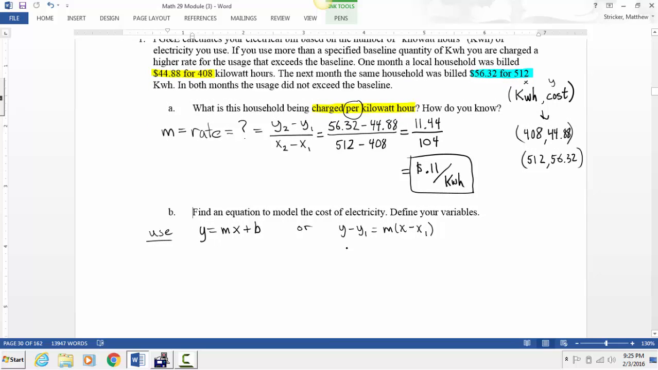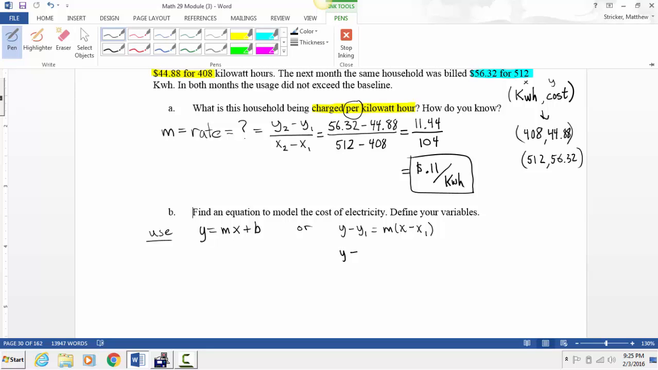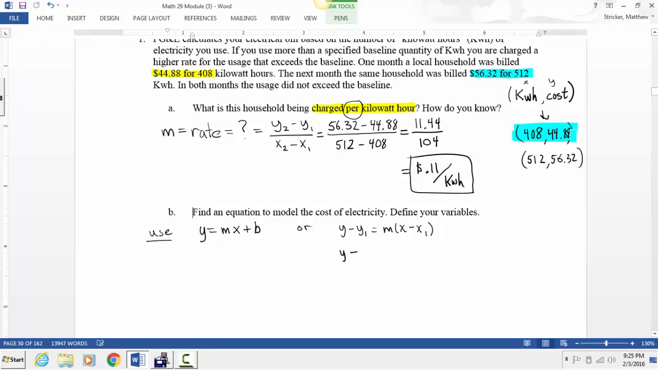So if we use the second one, let's pick the first point, since the numbers are a little smaller. When we do that, y minus y1, the y1 is what? It's the 44.88, and that equals the slope, which is 0.11. We found that in part A, times x minus x1. The x1 is the 408, so x minus 408.